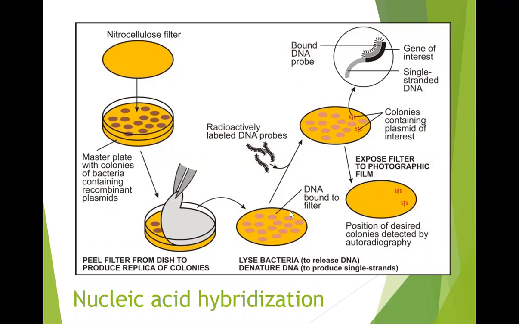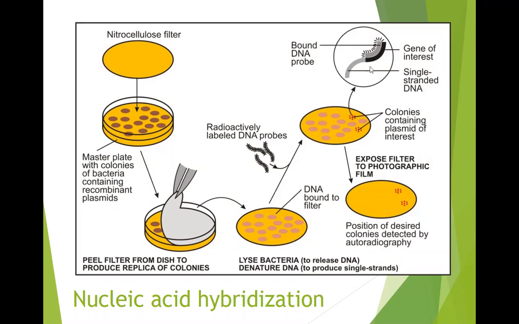Then you allow the DNA to be denatured so that the double-stranded DNA will be denatured to single-stranded DNA. After this treatment of the nitrocellulose filter paper, you allow the radioactively labeled DNA probes to bind to the DNA present on this filter paper. If it finds its complementarity, the probe will go and bind to the DNA. So here you would see the colonies containing the plasmid of interest because of the binding of the probe. Here it is shown in close up. The gene of interest, if it finds the complementarity with the probe, will go and bind there.